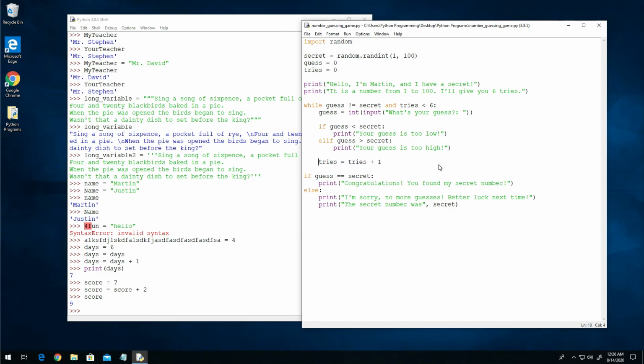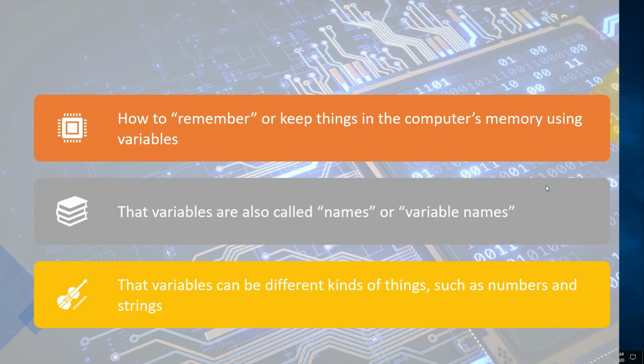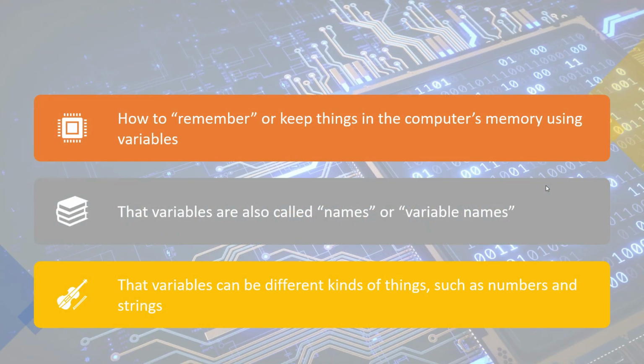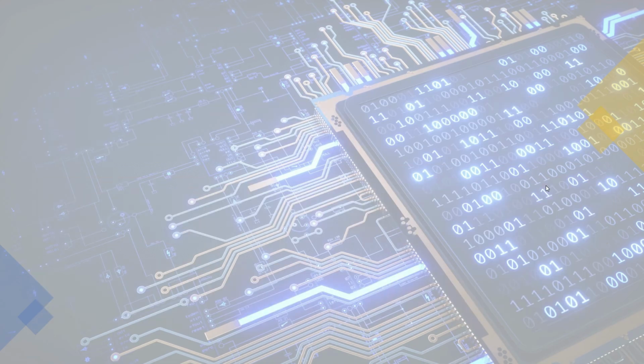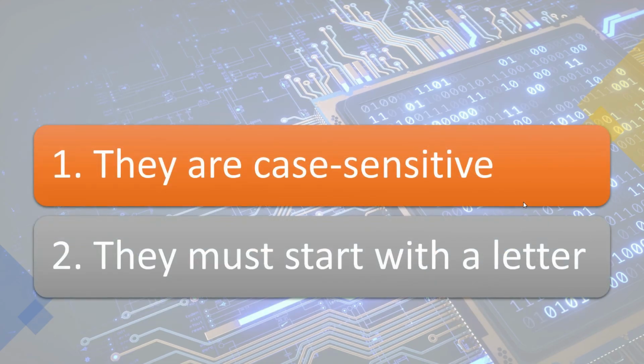But right now, let's review what you've learned. You've learned how to remember or keep things in a computer's memory using variables, that variables are also called names or variable names, that variables can be different kinds of things, such as numbers and strings, and you've also learned that there are 2 rules to making variables. 1, they are case sensitive, and 2, they must start with a letter.